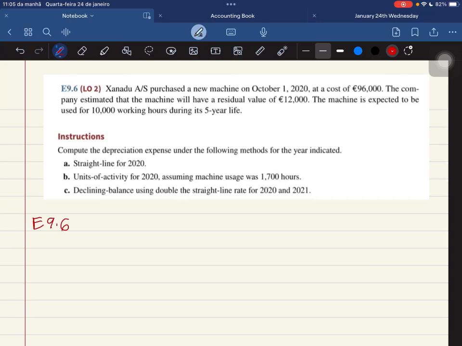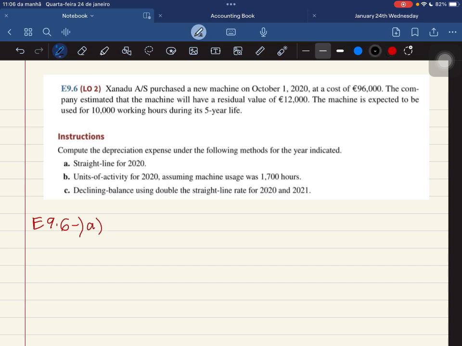9.6. Shanadu AS purchased a new machine on October 1st, 2020 at a cost of 96,000 euros. The company estimated that the machine will have a residual value of 12,000 euros. The machine is expected to be used for 10,000 working hours during its 5-year life. Instructions: compute the depreciation expense under the following methods for the year indicated.